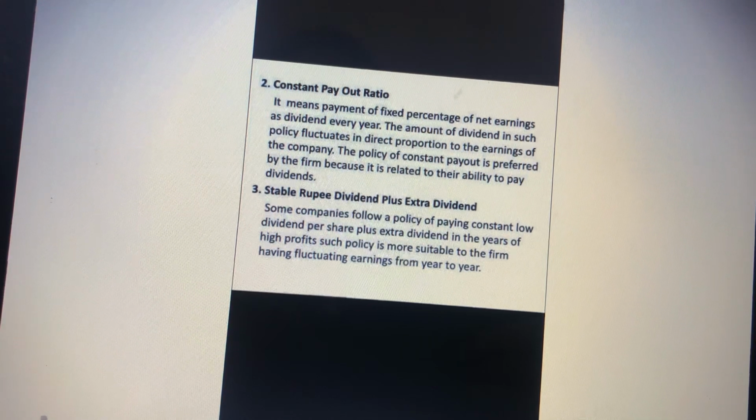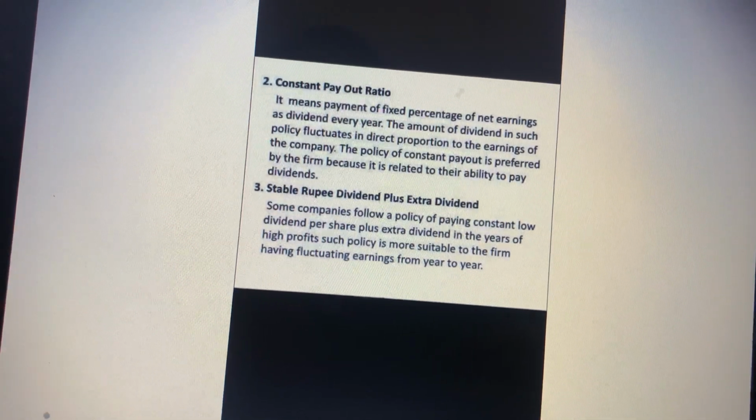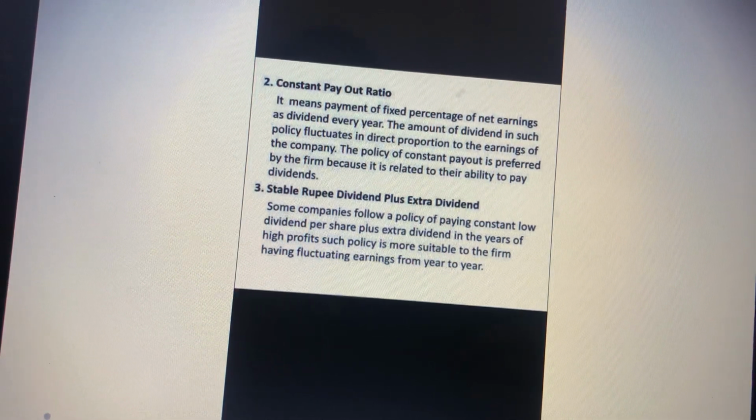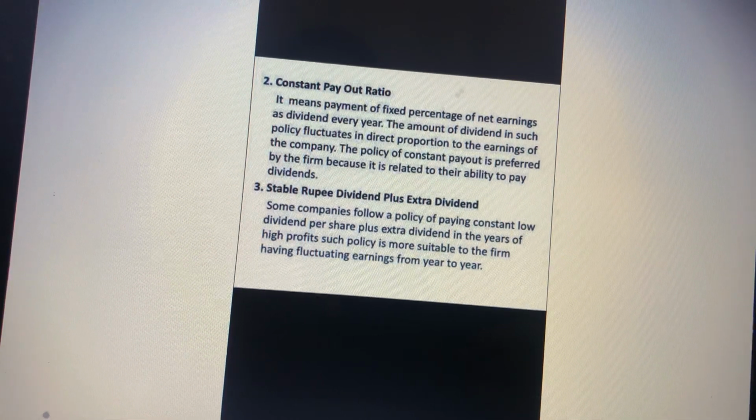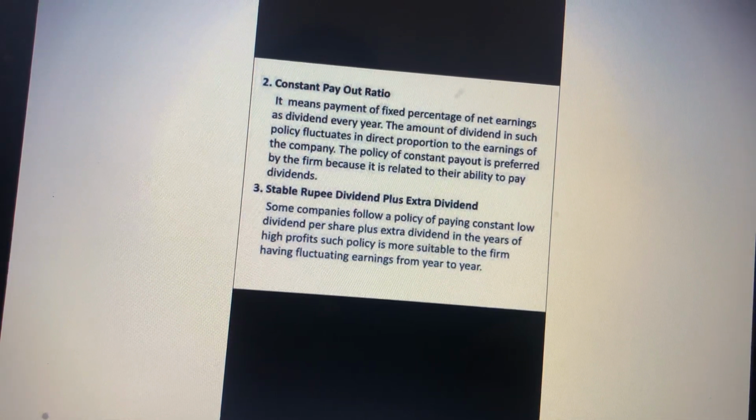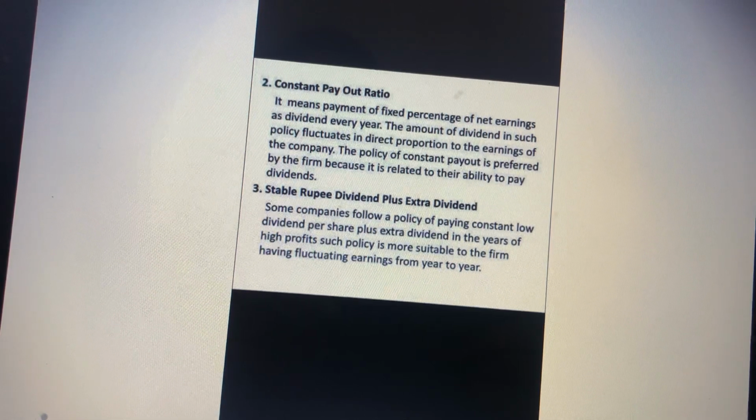Third one is a stable rupee dividend plus extra dividend. Some companies follow a policy of paying constant low dividend per share plus extra dividends in the years of high profits. Such policy is more suitable to the firm having fluctuating earnings from year to year.